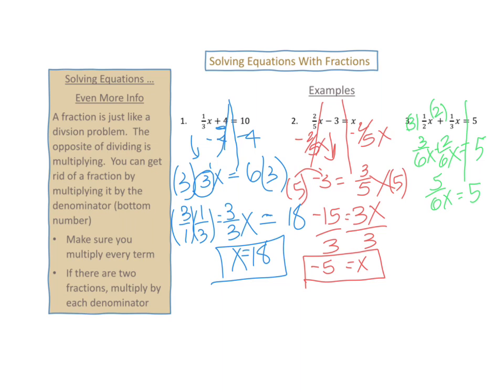Multiply by 6, because that's the denominator. 6 on this side, 6 on this side. These cancel. I get 5x equals 30. I divide both sides by the number in front of the variable, and I get x equals 6. Plug that 6 in, and you will see that that is the correct answer. Fractions. We've got to put up with them, but they're relatively easy once you get your handle on them.